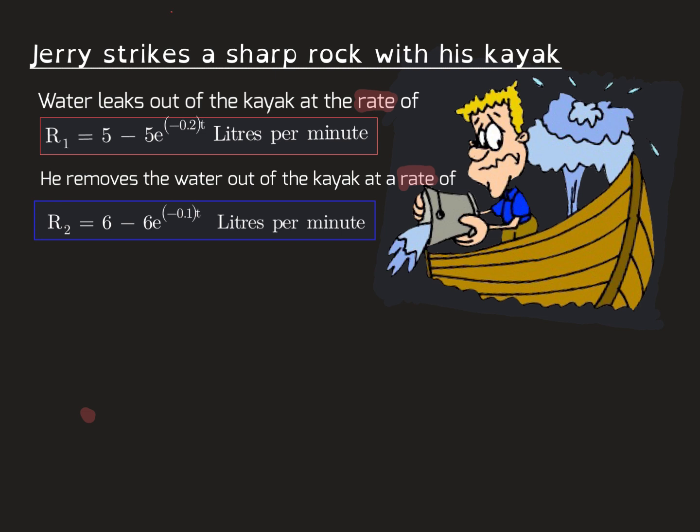So the rate of the first equation, R1'(2), is going to be 5 minus 5 e to the minus 0.2 multiplied by 2 minutes, which will give us a value of 1.65 liters per minute, and this is from using the calculator.